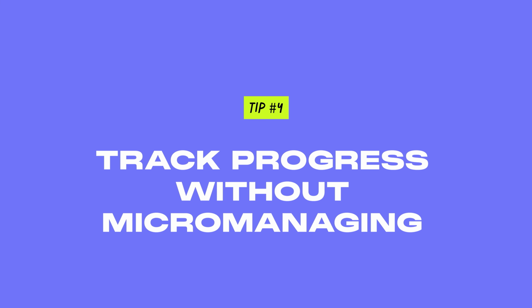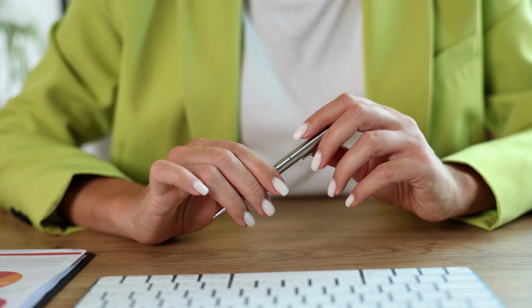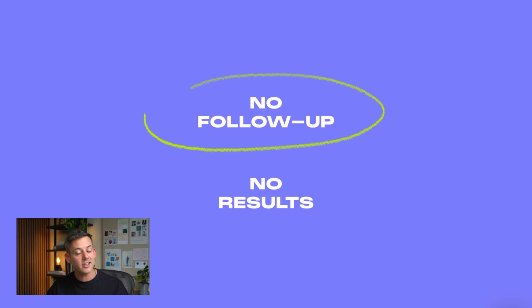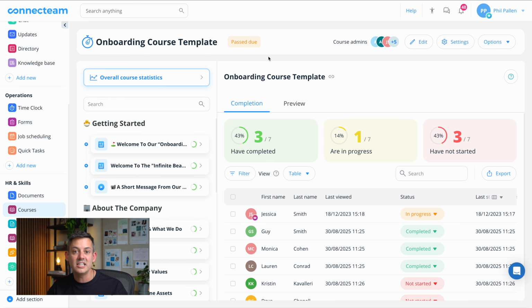Once everything's running, your training, your forms, your tasks, you need a simple way to check that things are actually done. Without visibility, managers resort to checking in constantly, and that might work short-term, but it doesn't scale, and it's exhausting for everyone. If you're not tracking completion, nothing changes, and without results, your systems don't matter. So let's look at how Connecteam helps you track real progress in real time.